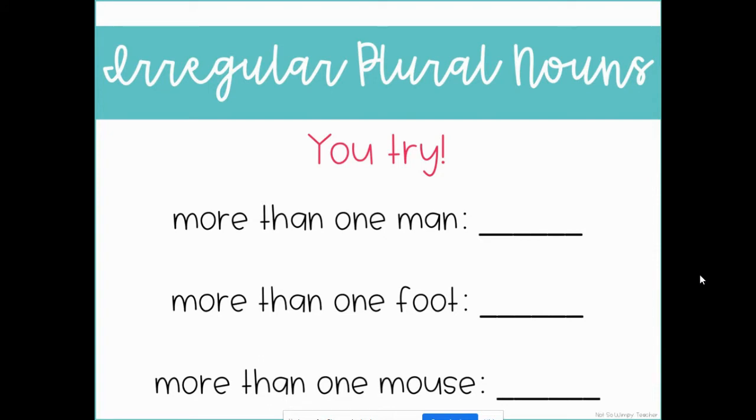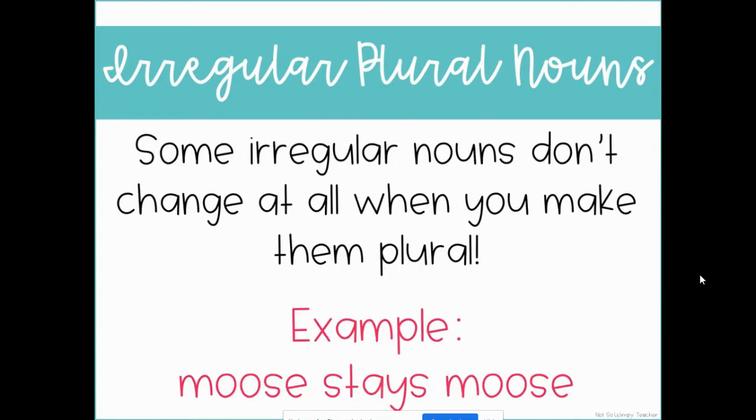All right. So now you try. I want you to write on your paper, man becomes, what does man become? Foot becomes, and mouse becomes what? Mice. More than one man is men, more than one foot is feet, and more than one mouse is mice. So I'm going to go through the slideshow, and then I'm going to put the camera on my notebook so you can make sure you have everything written down.